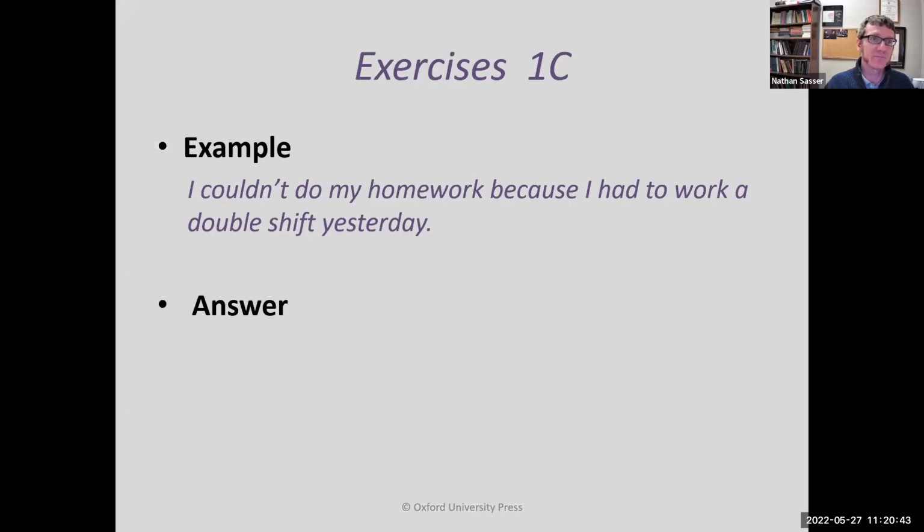Let's talk for a second about section D. Oh, and let's look at one more example, right? Example: I couldn't do my homework yesterday because I had to work a double shift yesterday. Now, here we've got X because Y. So the X statement is, I couldn't do my homework. Now, is the speaker trying to prove to us that they couldn't do their homework? Or is the speaker trying to explain why it was the case, what caused it to be the case that they couldn't do their homework?